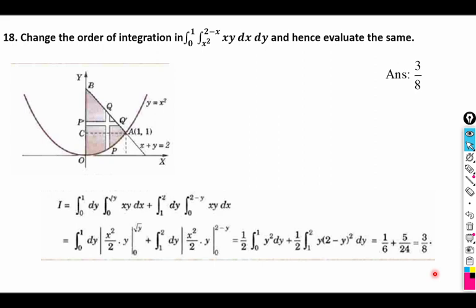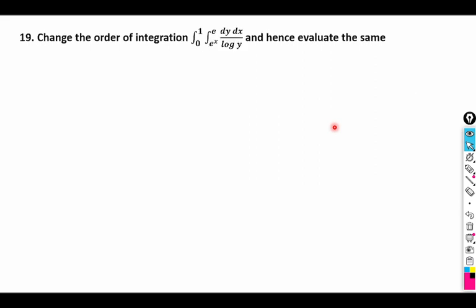Okay, we'll move to the next then. Example 19. Change the order of integration and evaluate.